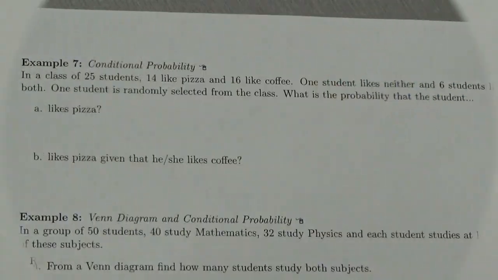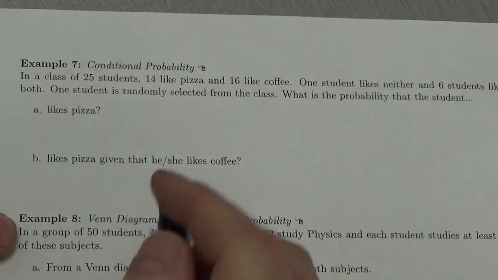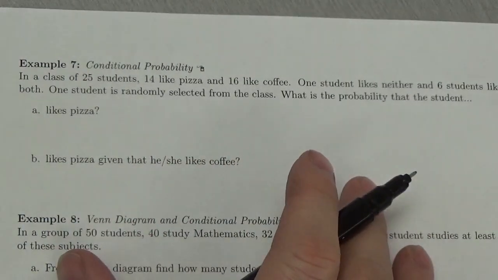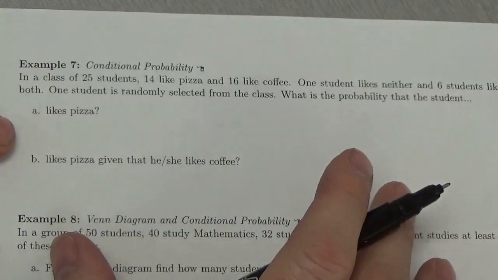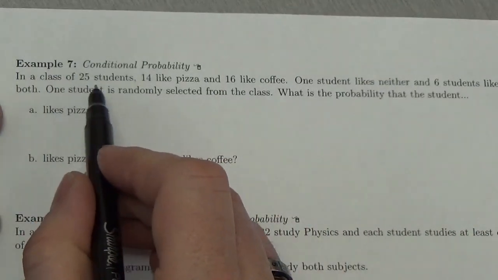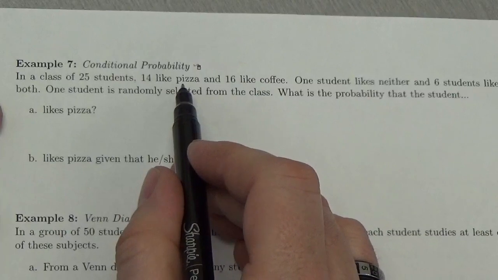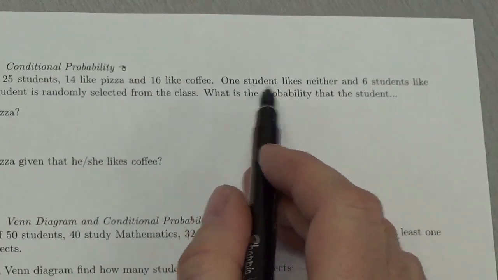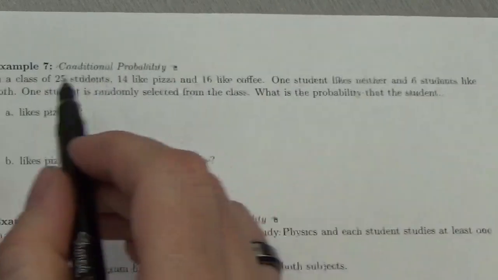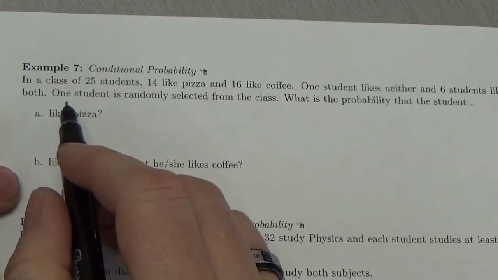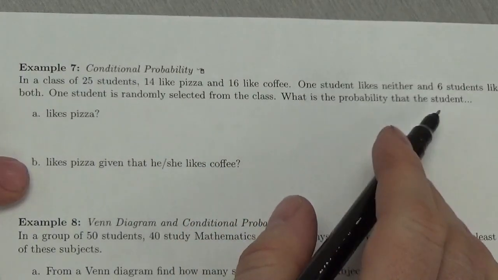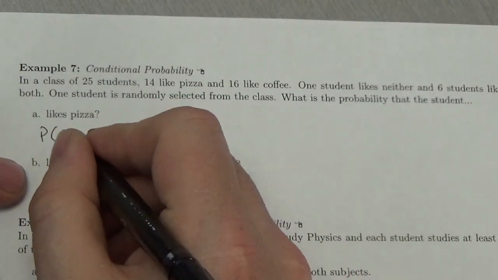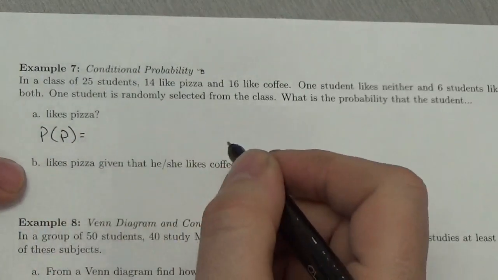Okay, let's keep going. In this question right here, I'm going to go about this in a couple of different ways, again, to try to illustrate the power of both ways of thinking. In a class of 25 students, 14 like pizza, 16 like coffee. Now one student likes neither, and 6 students like both. One student is randomly selected from the class. What's the probability that the student likes pizza? Okay, so here we go. Probability that the student likes pizza.